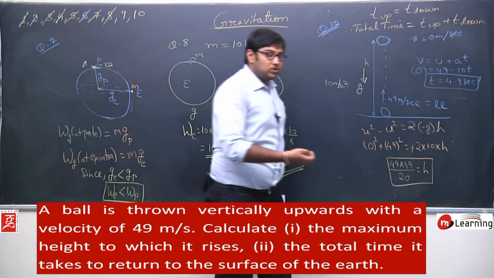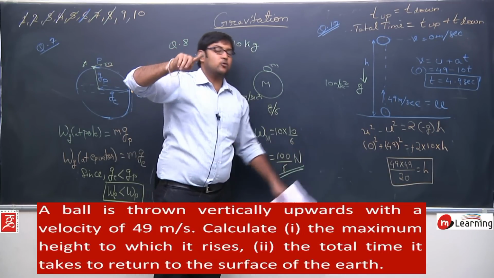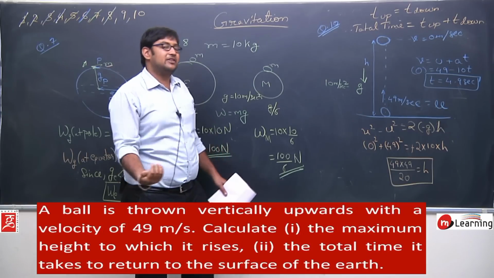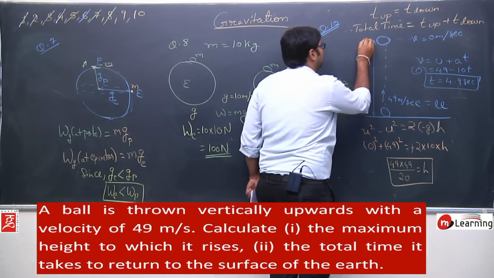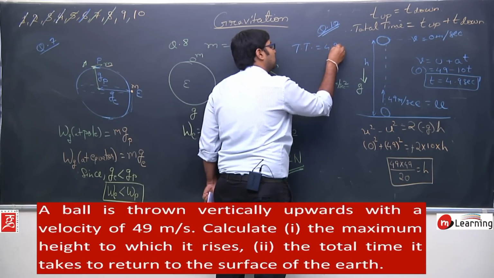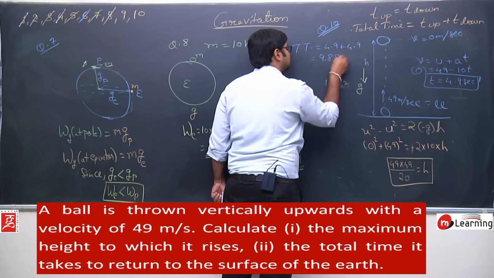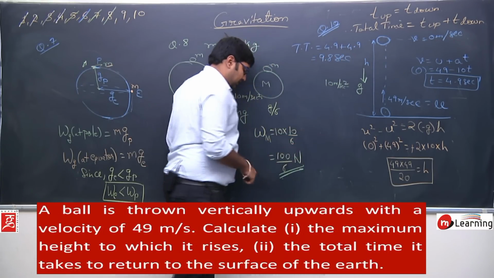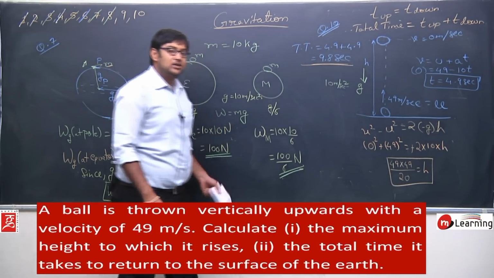Now the object is moving to this height in 4.9 seconds. It will also come down in the same time. So the total time will be equal to 4.9 plus 4.9, that is 9.8 seconds. The object will take a total time equal to 9.8 seconds to reach the ground.